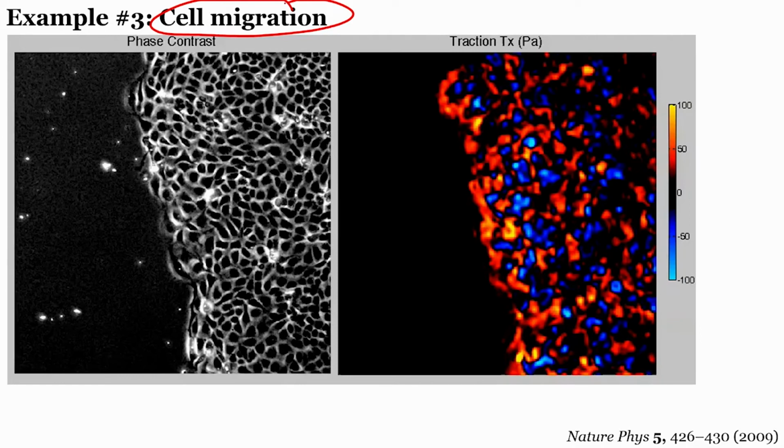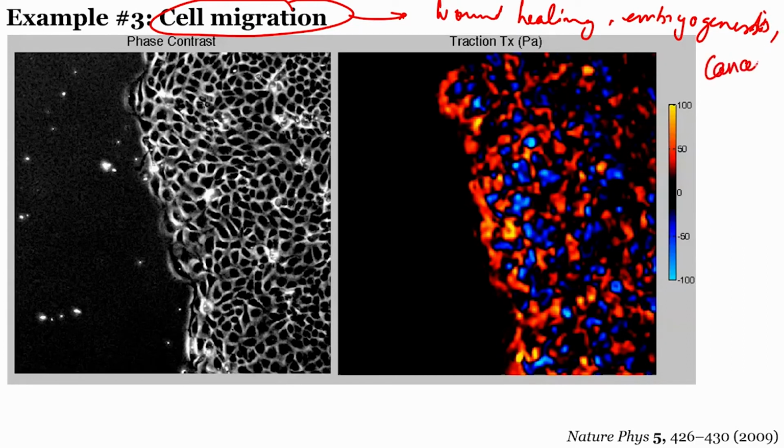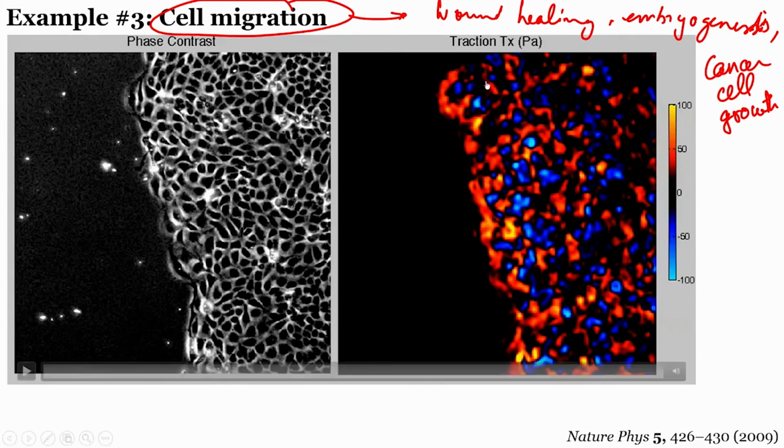Why is cell migration important? Whenever you see a phenomenon like wound healing, or even embryogenesis, which means formation of an embryo, and even cancer cell growth and proliferation, all these are nothing but examples of cell migration. So let us see in this particular video how cells are migrating.